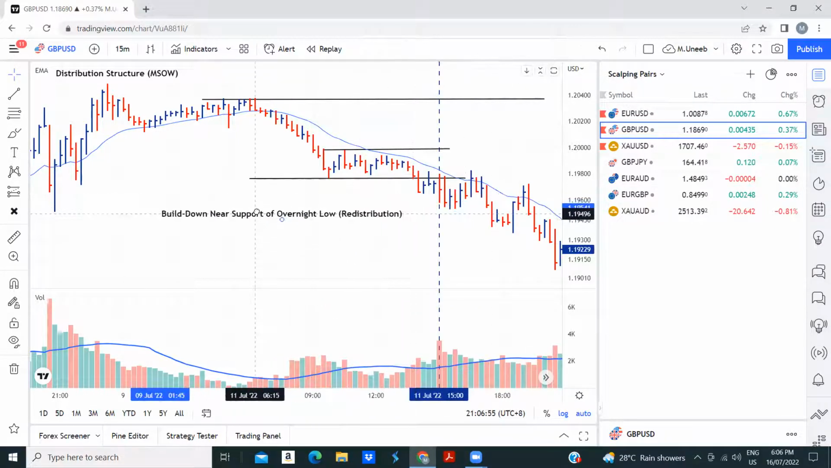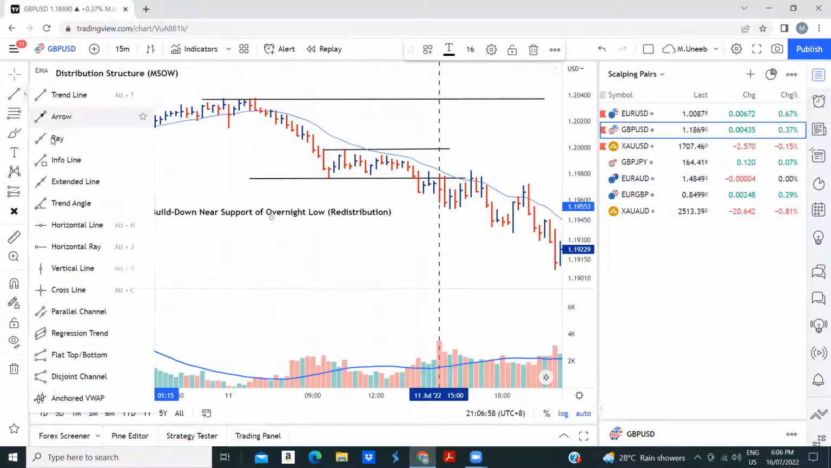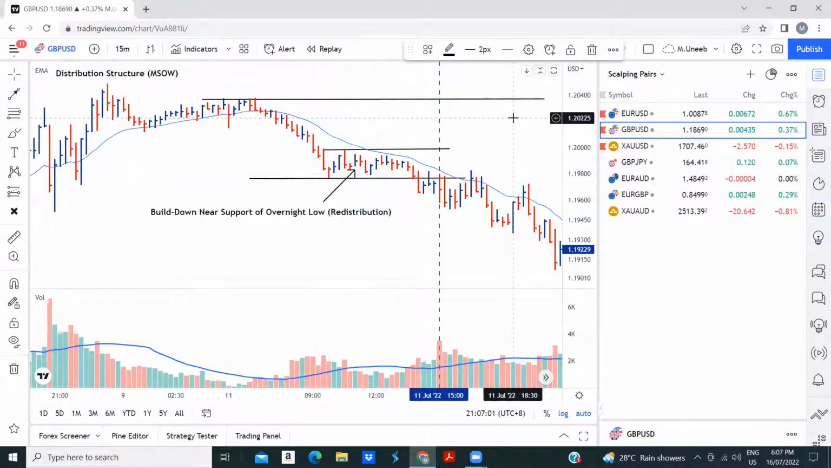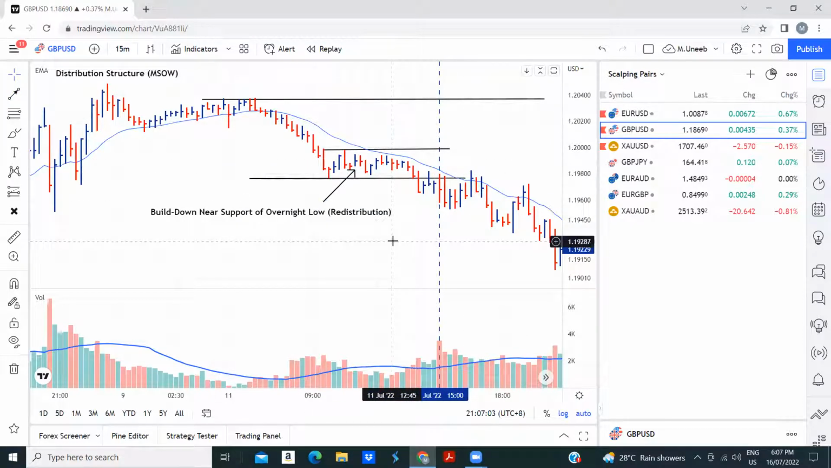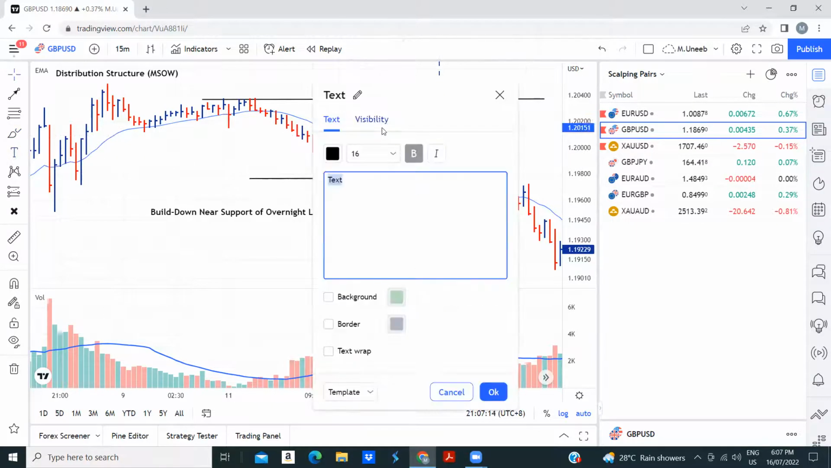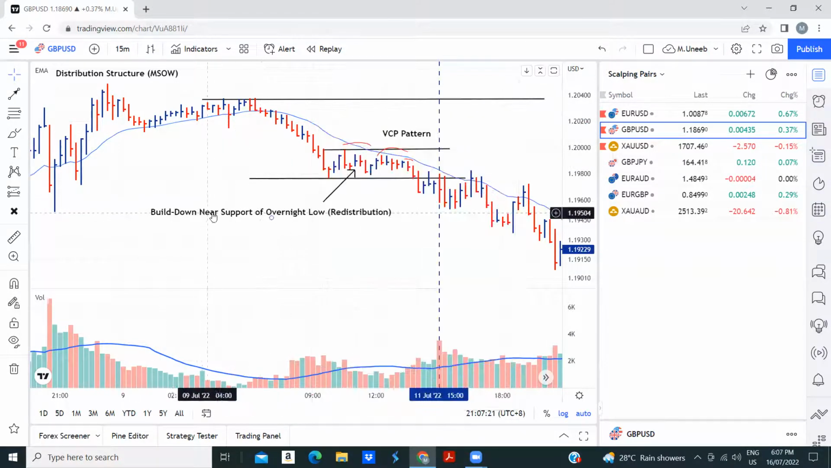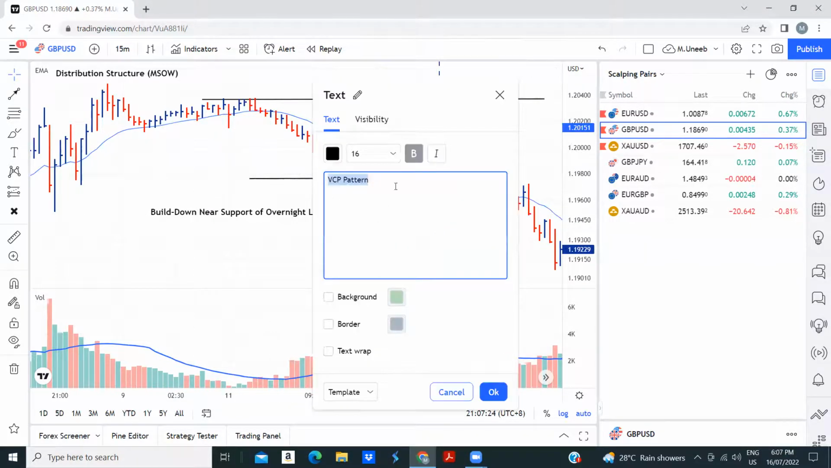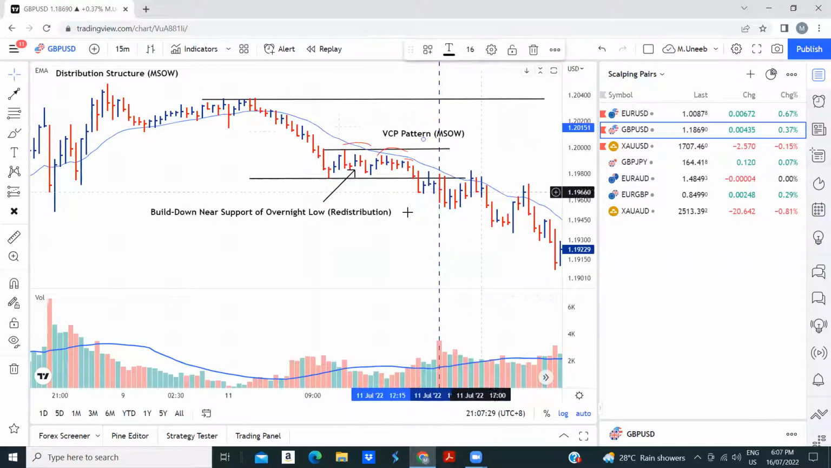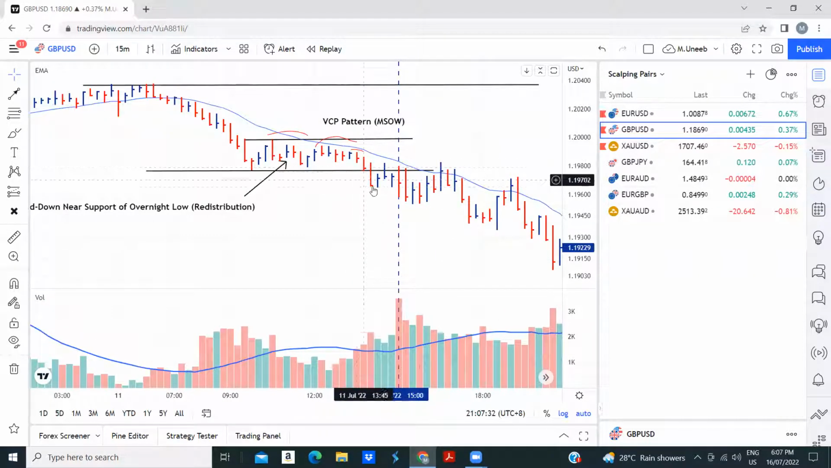So this is a new redistribution here, the structure, right? Okay, and what else do you see? And the price is also making what? Lower highs into the structure. Can you see? VCP pattern. Yeah. VCP pattern. So that shows that this both confirms this build down, and the VCP pattern confirms that it's also a major sign of weakness in the background, right? Redistribution pattern.